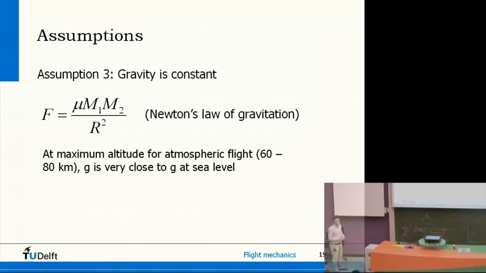constant. And that's in fact not completely true. If you go into space and a mass is further away from the Earth, you would notice the Earth to a lesser extent. So gravity is not constant, but if you consider normal aircraft flight up to say 80 kilometers, then gravitational acceleration is almost the same as at sea level. So that's, I think, a fairly relevant assumption.